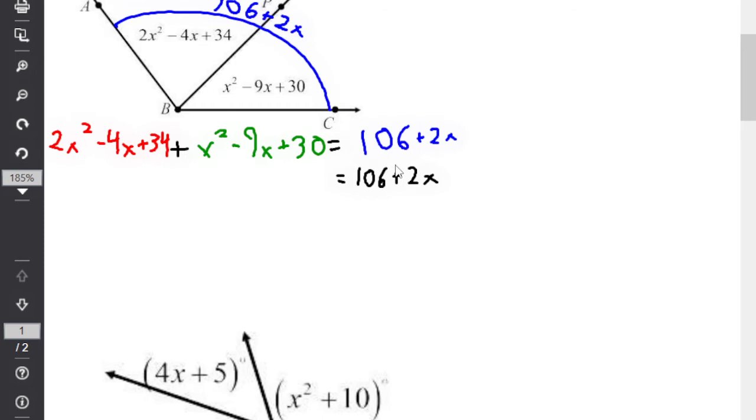But over on this side, I can combine some things together. I have a 2x squared and an x squared to be 3x squared. We have negative 4x minus 9x is negative 13x. And then we have 34 and 30 is 64.